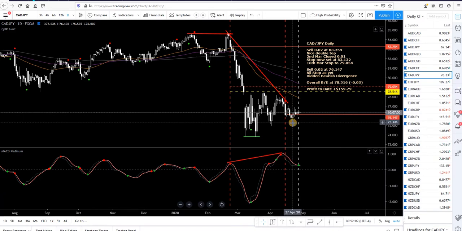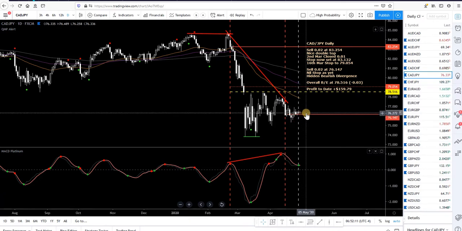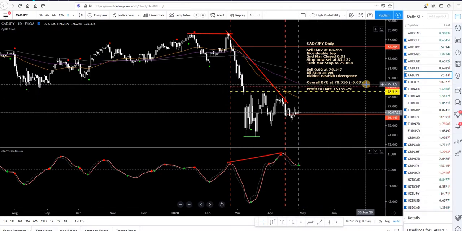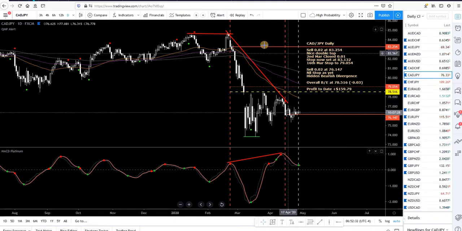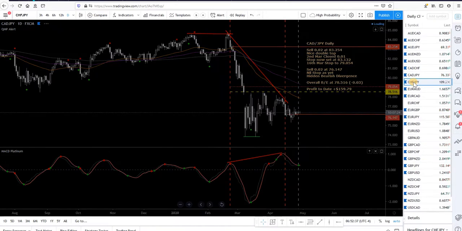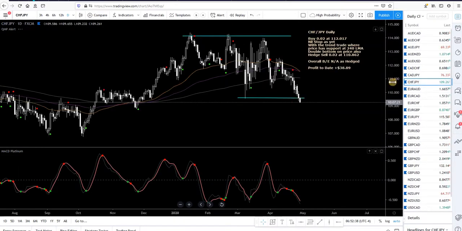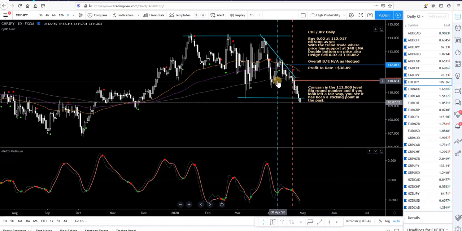Look, it hasn't really taken off, and it's just above my entry level at the moment, and I'm getting a green dot on the MACD platinum above the zero level, hence the grey warning line. But my overall profit for both sell trades is this yellow line, and because it's negative 0.03, as long as price stays below that yellow dash line, I can close out all trades and be in profit. So it's not too bad, looking all right. Swiss franc, Japanese yen. Took a buy up here.